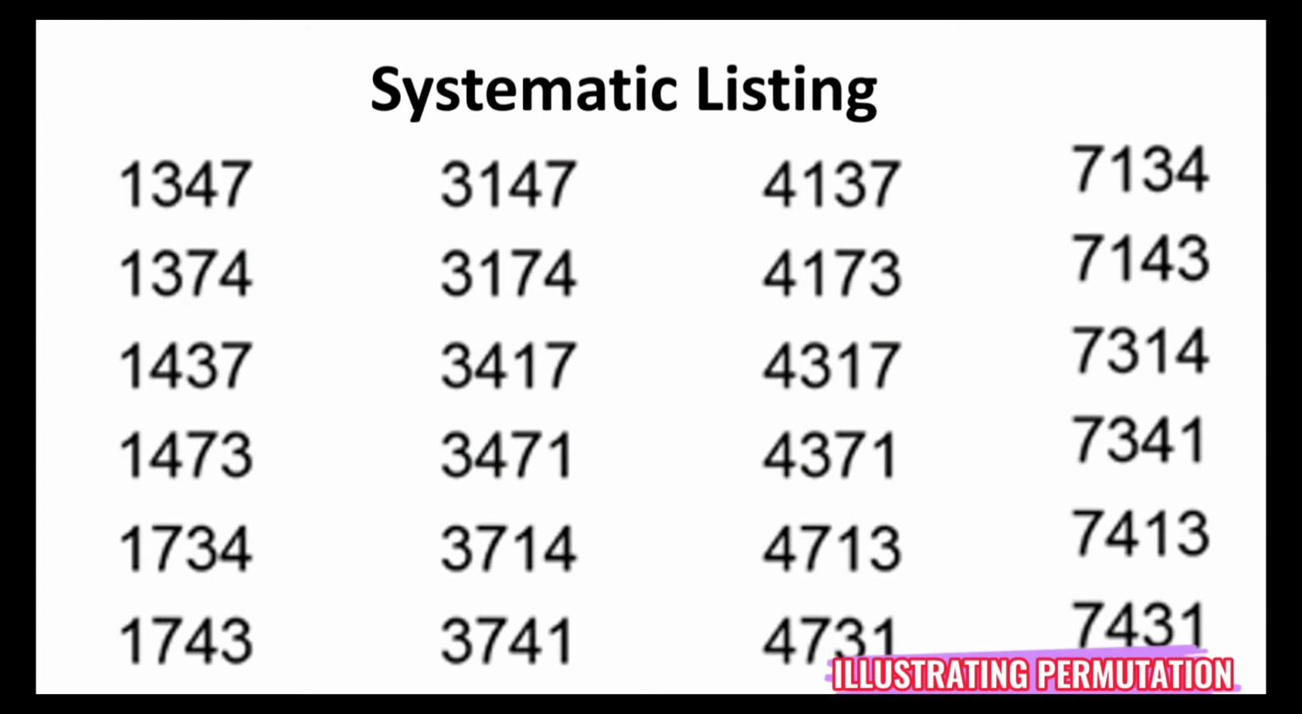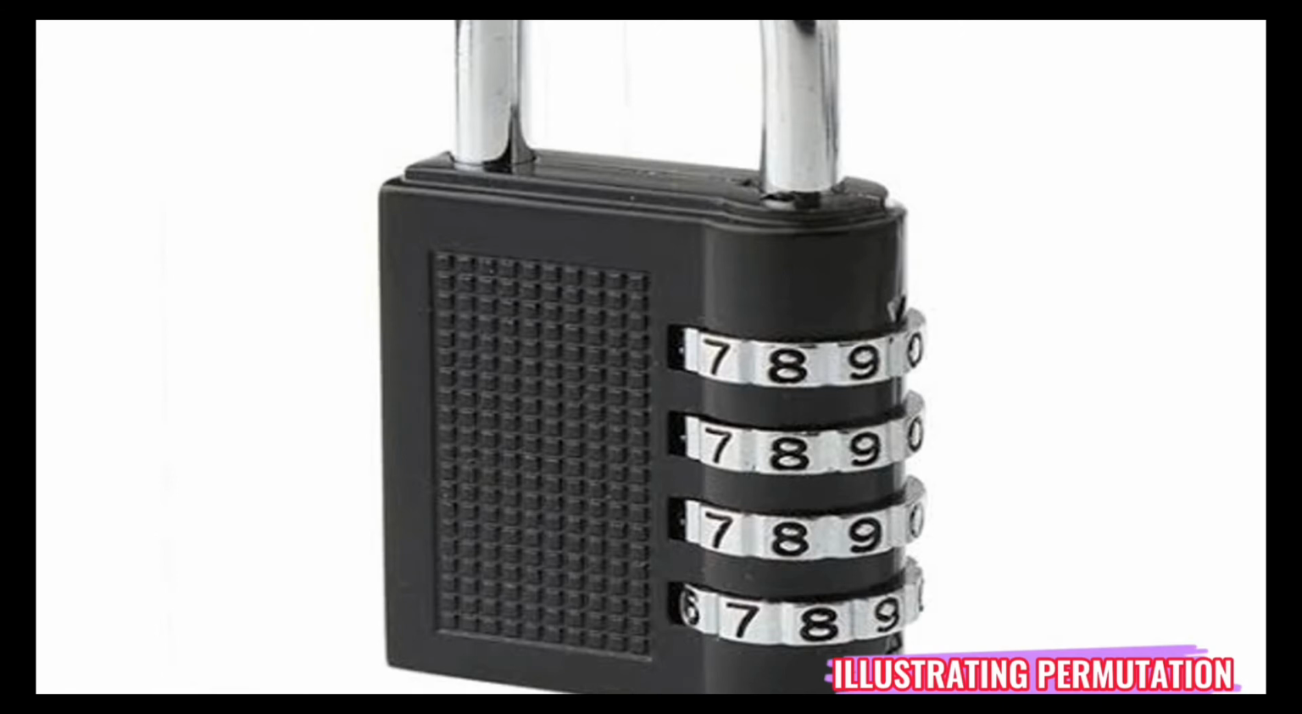So how many possible codes? By counting them, we have 24 codes. Let us use the fundamental counting principle to check if our obtained answer is correct. Remember, the fundamental counting principle states that if there are A ways of doing something and B ways of doing another thing, then there are A times B different ways to do both.